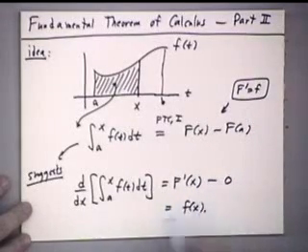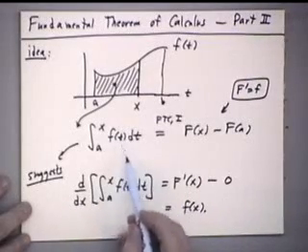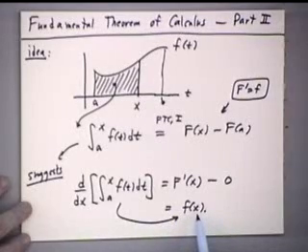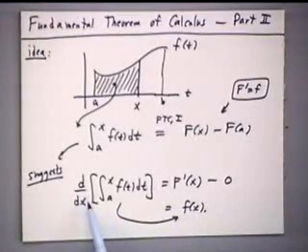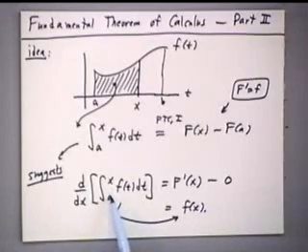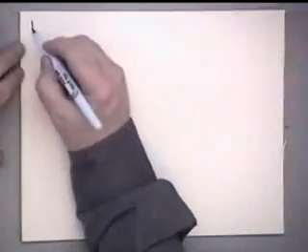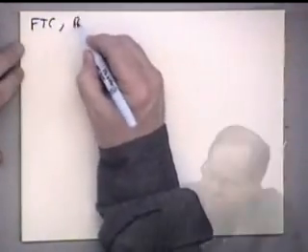So look what apparently has happened. I have taken this integral of little f of t and taken its derivative and ended up with the function inside. It appears that I found a way to undo the integration by differentiation. And that is the key notion behind the Fundamental Theorem of Calculus Part 2.